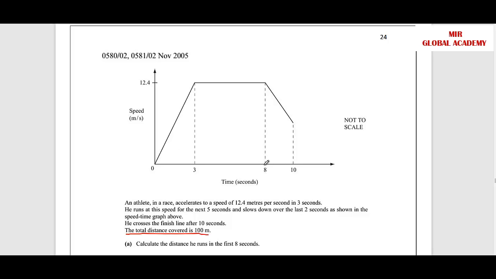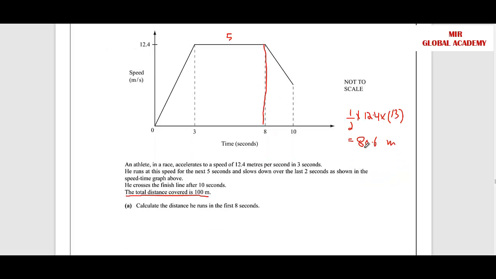So at this point in time, the figure looks like a trapezium. So the area of this trapezium is half times the height, 12.4, times the sum of the parallel sides. This side is 8 minus 3, that is 5, and this is 8. 8 plus 5 is 13. So the distance covered is 80.6 meters. Remember, use the distance unit, not the area unit.